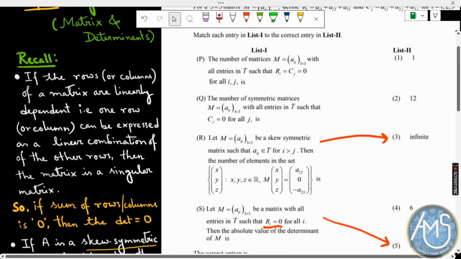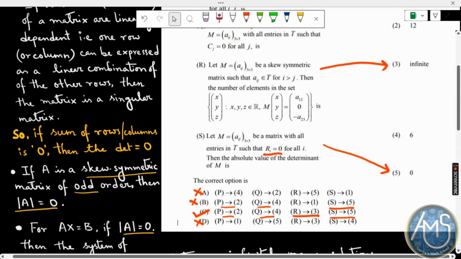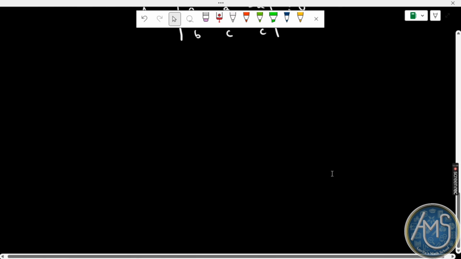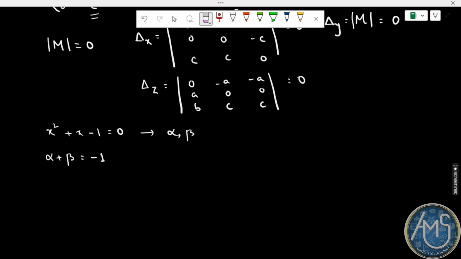Now if you want to know about P and Q, why it is 2 and 4, let's solve that part also. To know that, firstly we have to check this equation: x square plus x minus 1 equals 0, which has two roots, alpha and beta. So alpha plus beta will be minus 1, which is minus b by a, that means minus coefficient of x by coefficient of x square, which is minus 1.